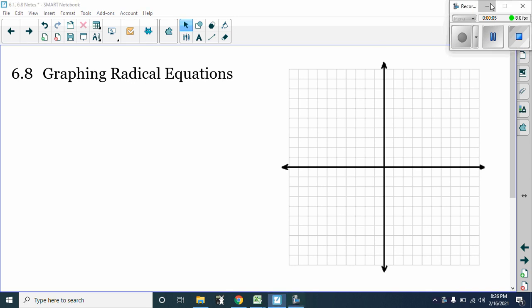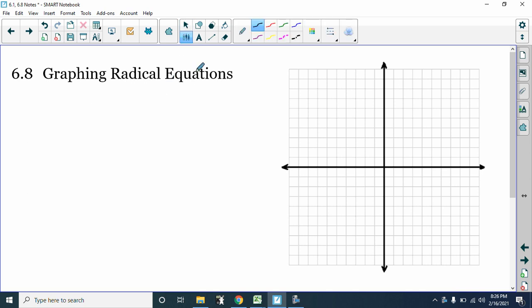This is section 6.8 on graphing radical equations. We're going to start with the most basic radical equation, which is y equals square root of x. Just to take a look at what the graph's going to look like here, we can make an xy chart.